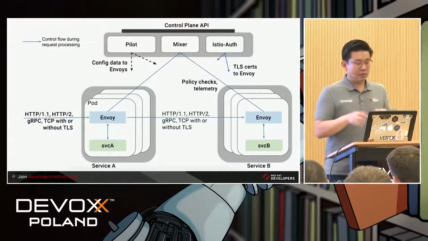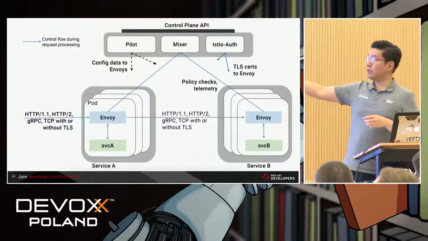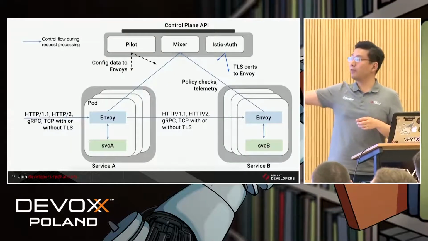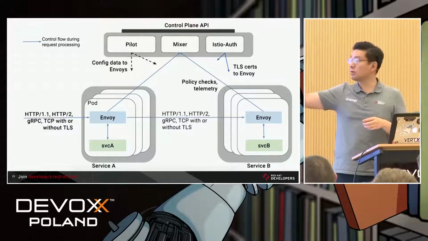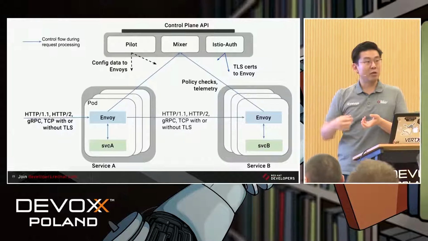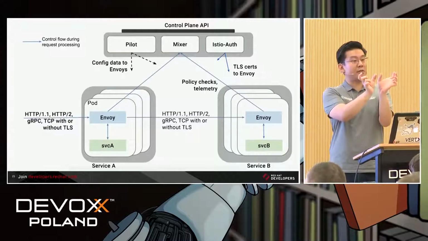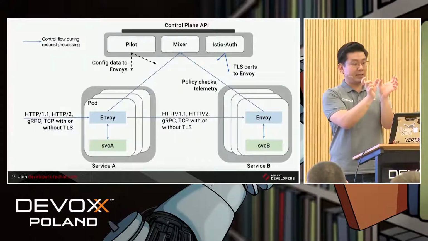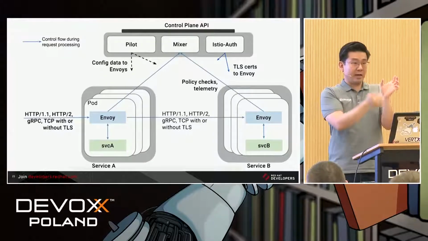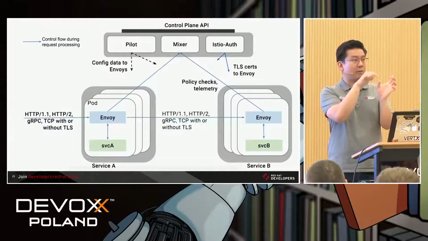That's the responsibility of Istio Auth. And this is the Istio architecture. For that to work, the default implementation of Istio uses a sidecar container on top of Kubernetes. Every time you have a container running on Kubernetes, Istio creates a sidecar container that runs side by side. And the Envoy sidecar basically proxies all of the incoming and outgoing traffic from your application.